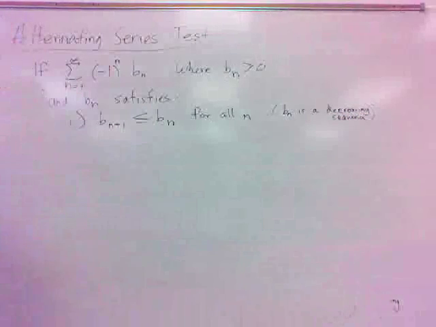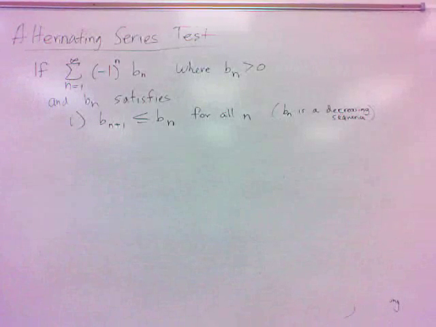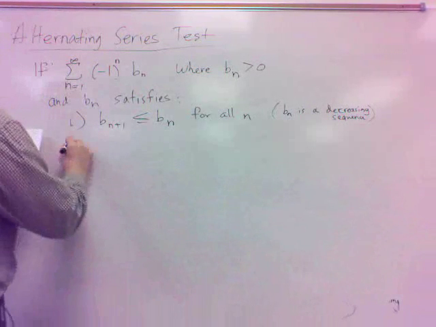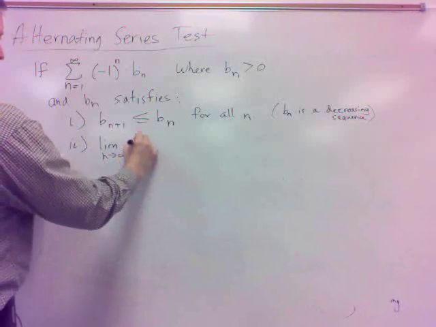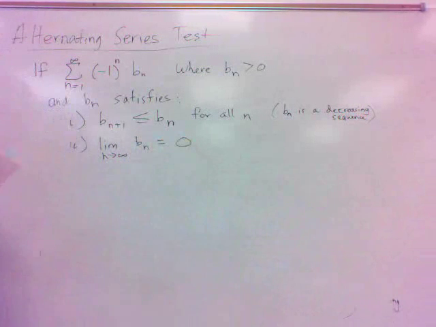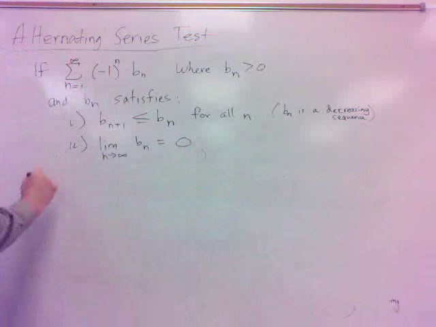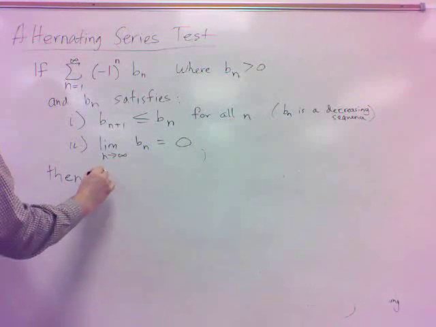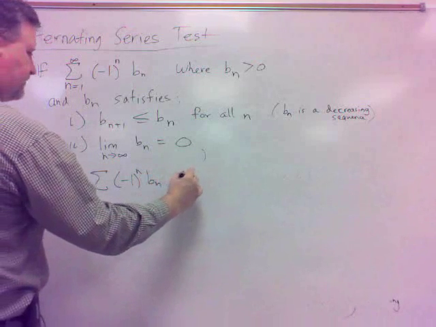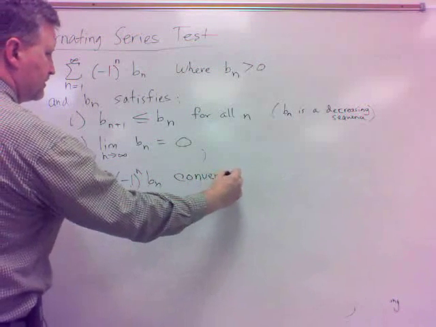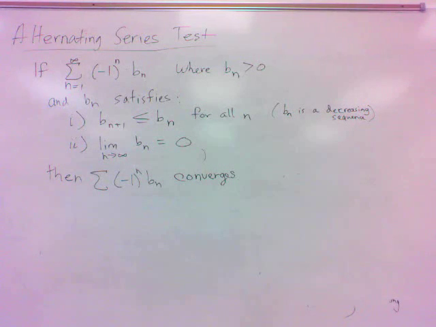Basically, that's what that says. B sub n is a decreasing series. Not increasing. Number 2, then, the limit as n goes to infinity of the b sub n's is 0. If all that's true, then the series -1 to the n b sub n converges. So there's several parts to this one too. Okay?